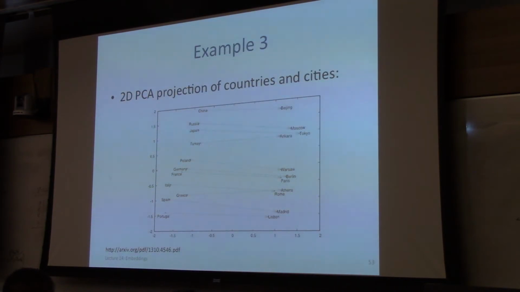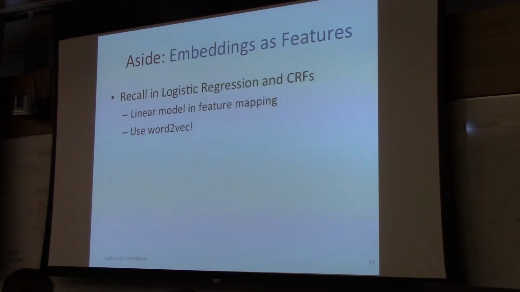Right, I'm going to get to your question in a couple slides. First, I just want to make a comment. Recall that in logistic regression and CRFs, we learned a linear model in some feature mapping, and the feature mapping that you used is the word identities, right? Just a vector whose length is equal to the size of the vocabulary, made of indicator vectors of whether it's this word or that word. You can also use word2vec as your feature representation, which is a much more compact representation than just word identities if your vocabulary is very large.